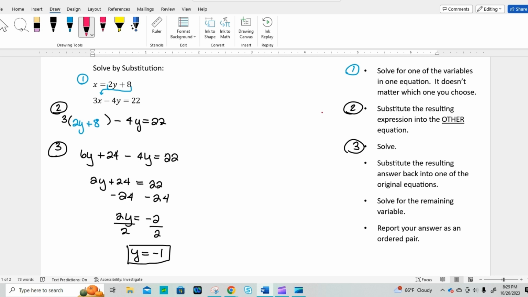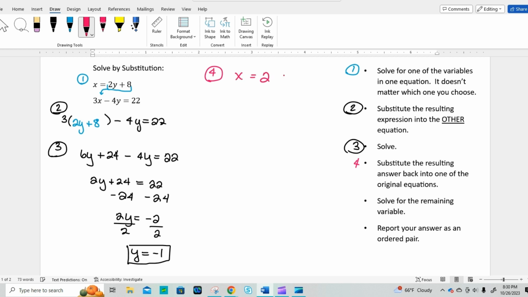Now my next step is to substitute the resulting answer back into one of the original equations. And honestly, it doesn't matter which original equation you use. I usually use the one that looks the easiest, but it doesn't matter. I'm going to use the first one just because it's first, and also because the x is already by itself.